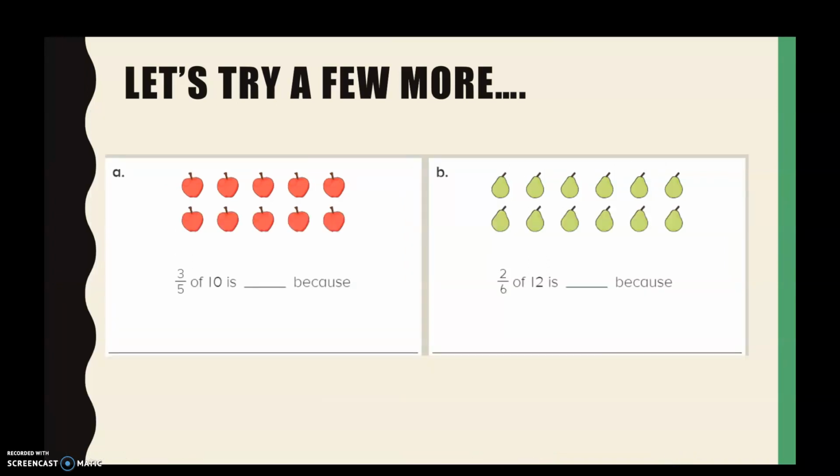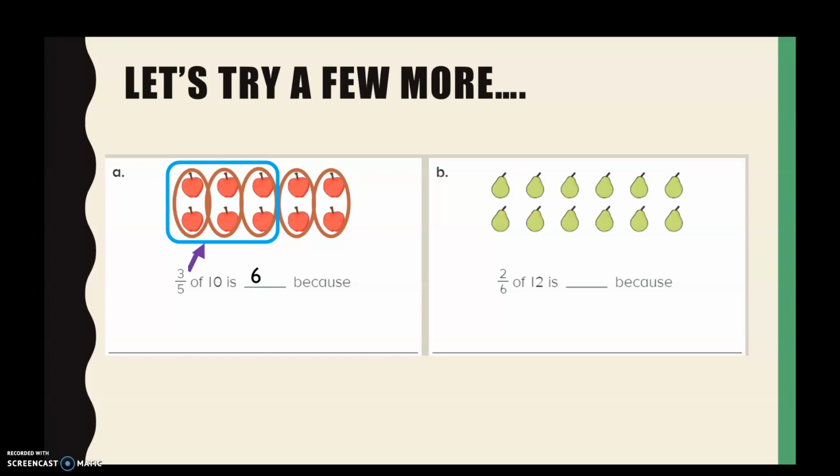Okay, 10 apples divided into 5 groups, that's going to give me 2 in each group. Hopefully you were able to get that. 10 divided by 5 is 2. So I can make 5 groups of 2 apples. And the question wants me to pick out 3/5 of those. So how much would 3 groups be? Well, 3 groups is going to get me to 2, 4, 6 apples. So 3/5 of 10 is 6.